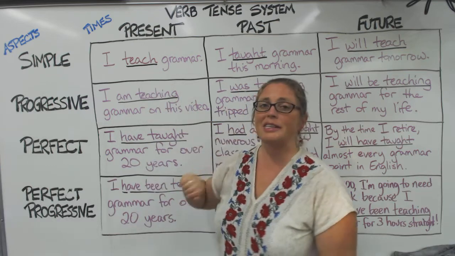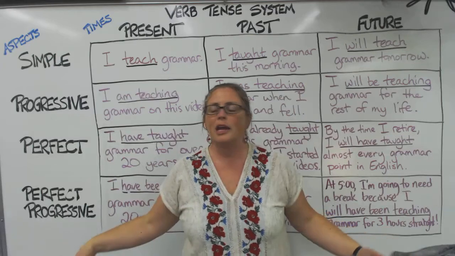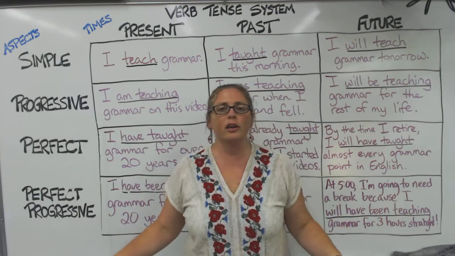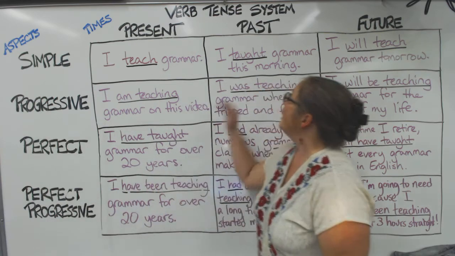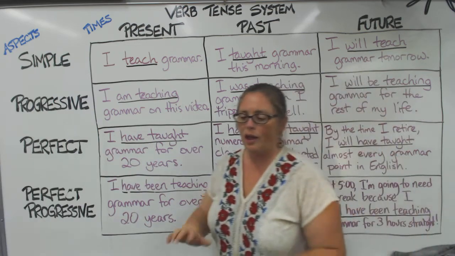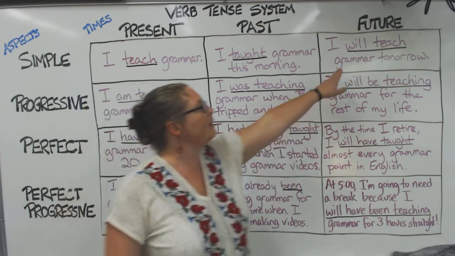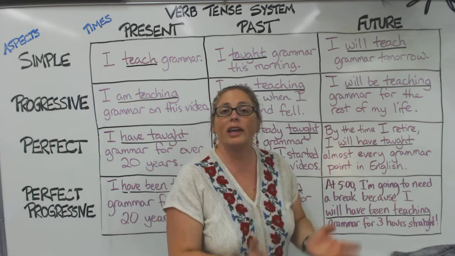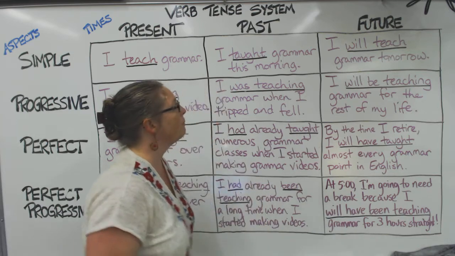So in the simple present, I teach grammar. This is a very general statement. It includes past, present, and future. It's looking at an action in its entirety. In the past, simple past, I taught grammar this morning. The whole action is what I'm looking at. And in the future, I will teach grammar tomorrow. Again, looking at the whole action that will happen tomorrow.